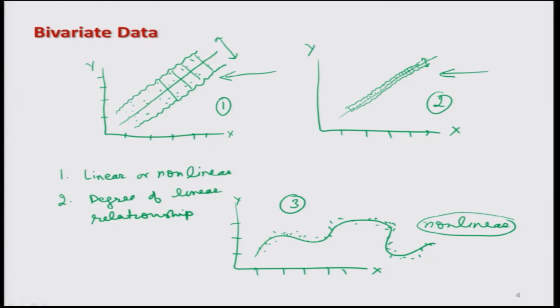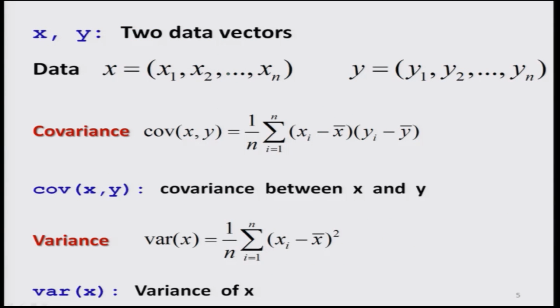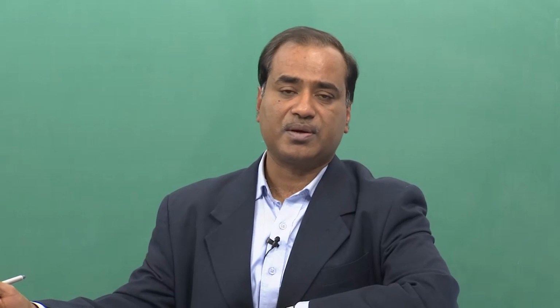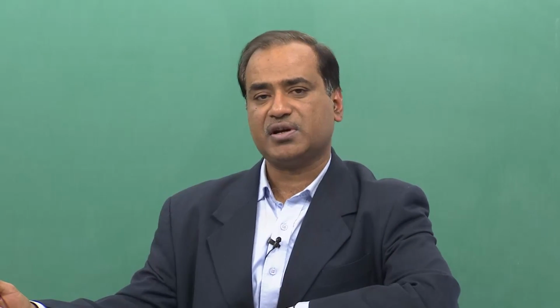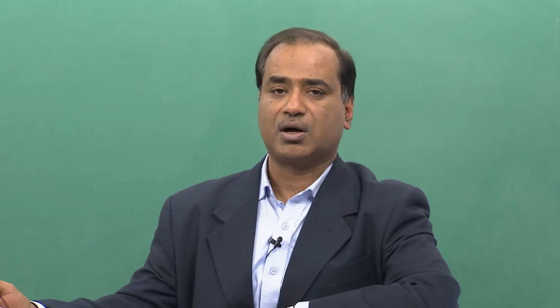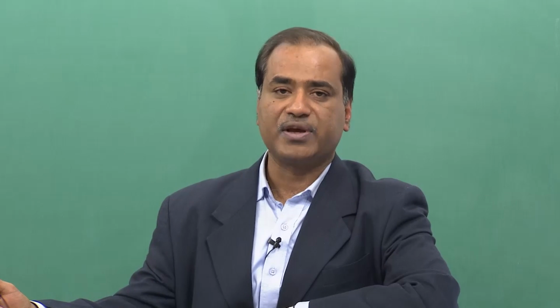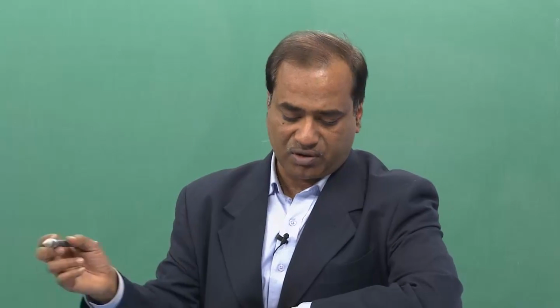So now the question is how to measure it. For that we have the concept of correlation coefficient, and this correlation coefficient depends on a quantity which is called covariance. So first we try to understand this, and then the correlation coefficient.